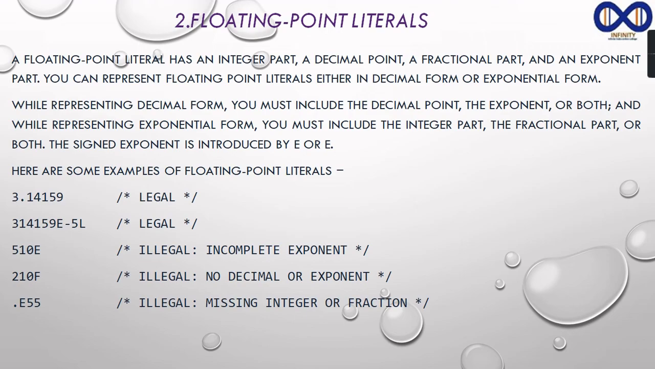Here are some examples of floating point literals. 3.14159 is legal, and some others are illegal. One is illegal because of an incomplete exponent. 210f is illegal because there is no decimal or exponent. .e55 is illegal because of a missing integer or fraction.